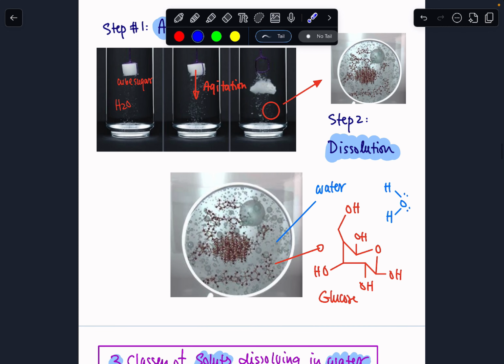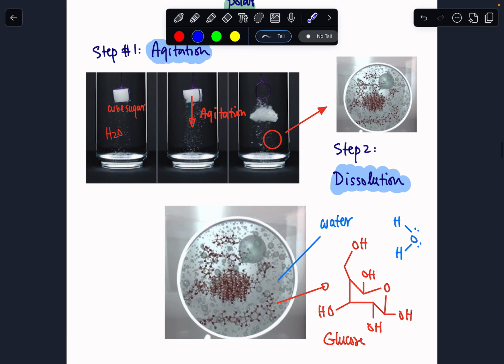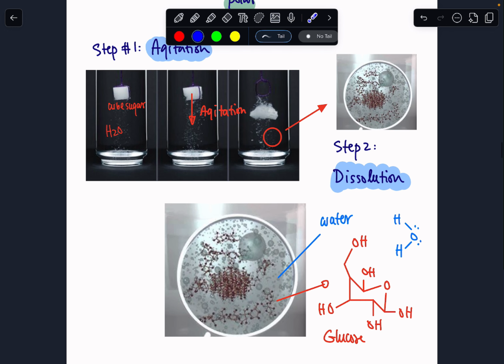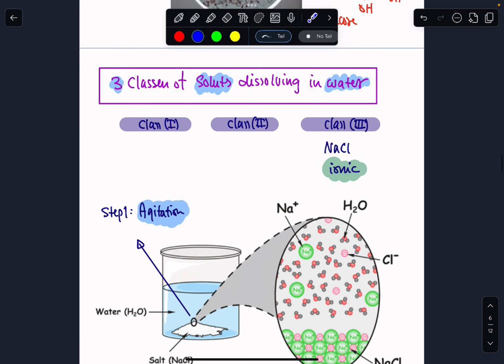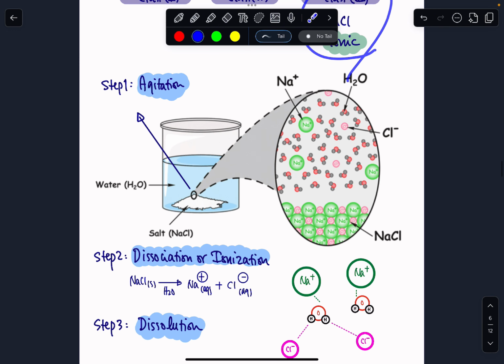Now there are limitations to this. You can't keep adding sugar into water. If you have so much volume of water, eventually you will precipitate, but we'll talk about those notions in the future. When we look at class 3 compounds, such as ionic compounds, then the story is again a bit different.